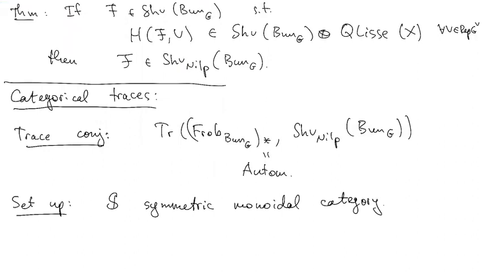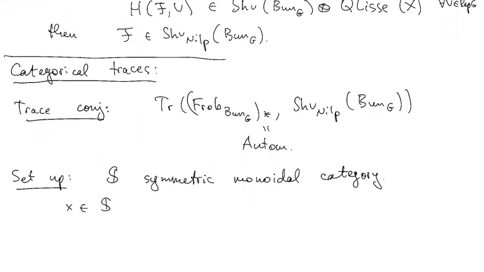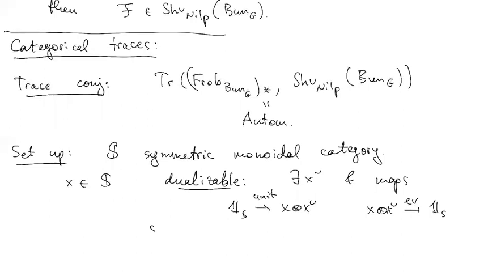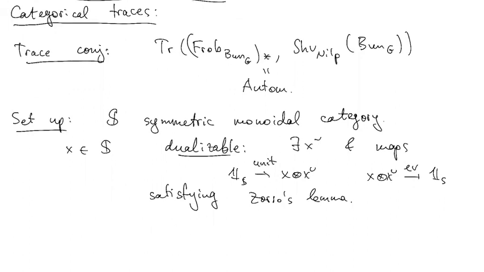And you have an object in S which is dualizable. Let me remind you, this means that there exists something called X check and maps from 1_S to X tensor X check, called maybe unit, and from X tensor X check to 1, called evaluation, satisfying Zorro's lemma. So there's some condition that if you tensor with X, you get the identity map. This is diagrammatically what Zorro's lemma says, and also the reason it's called Zorro's lemma.